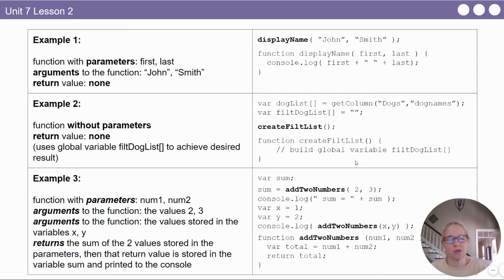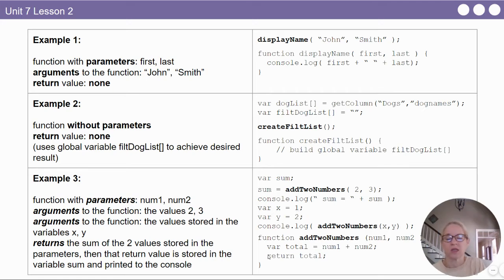Example 3, a little bit more complex, a little bit longer code. This is a function with parameters. Add 2 numbers has 2 parameters, num1 and num2. It is actually called twice in the code right here. In the first one, the arguments to the function are the values 2 and 3. And in the second one, the arguments to the function are actually the variables x and y, but those hold the values 1 and 2.